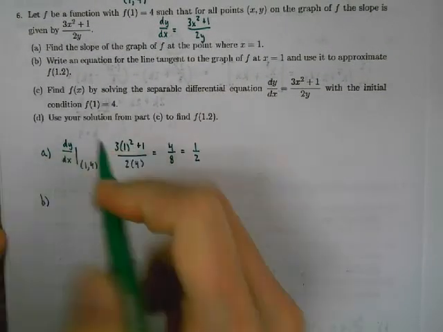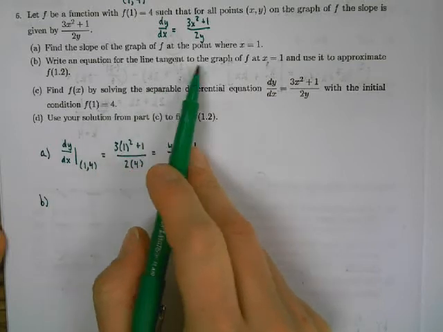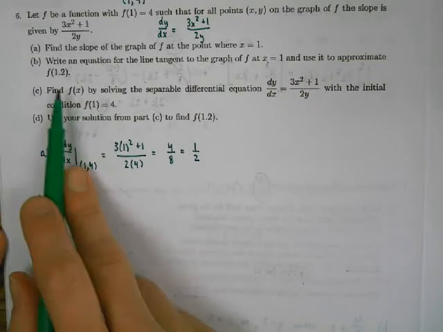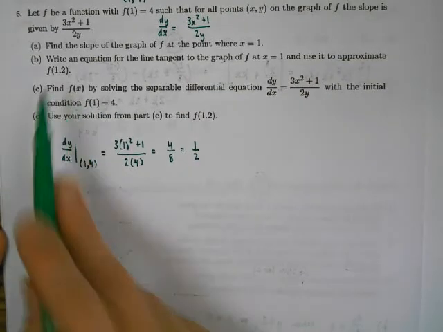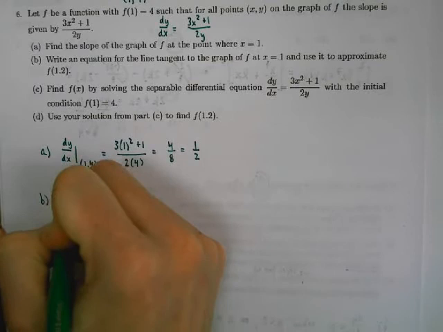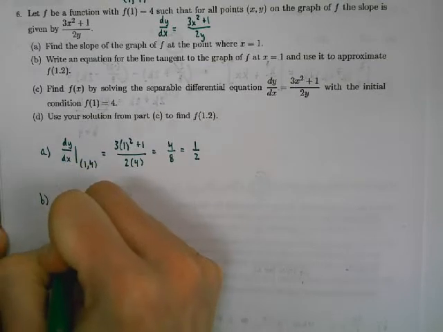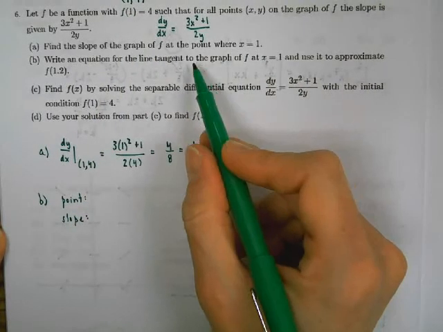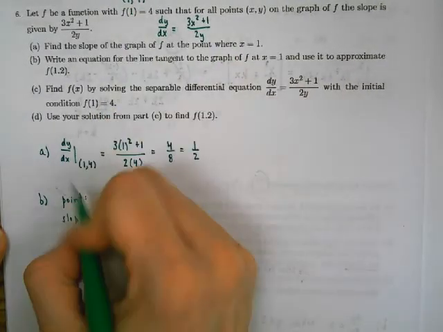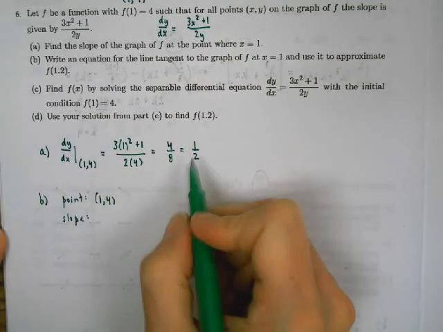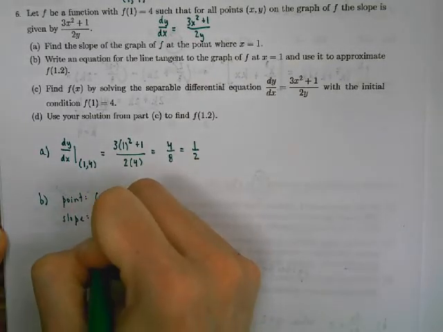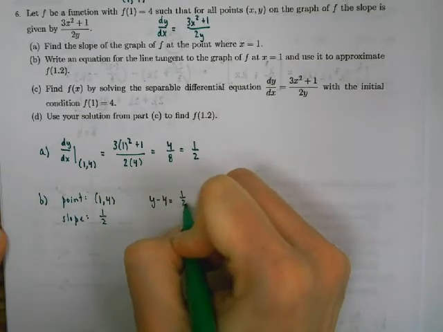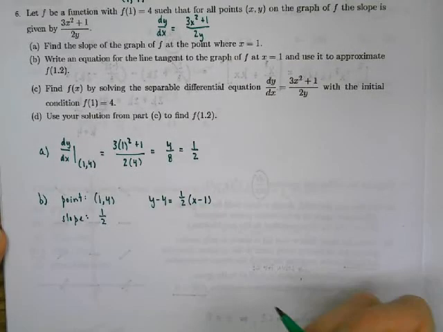Okay, now in part B, they're asking us to write an equation for the line tangent to the graph of f at x equals 1, and then we're going to use that to approximate f of 1.2. So again, for a tangent line, I need two things. I need a point, and I need a slope. The point they had given us at x equals 1 is (1, 4). And the slope at that point we just calculated. It's 1/2. So our equation is going to be y minus 4 equals 1/2 times (x minus 1).